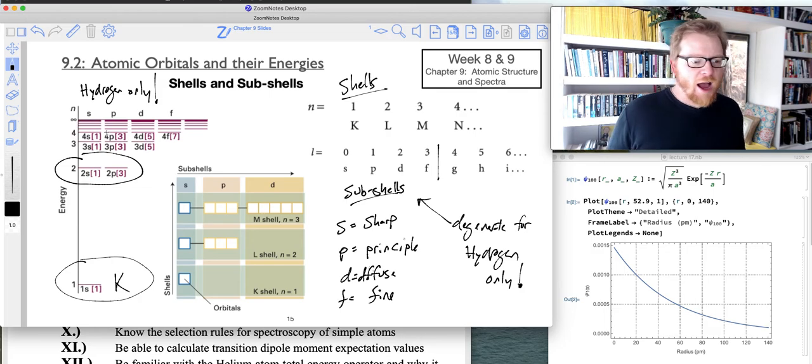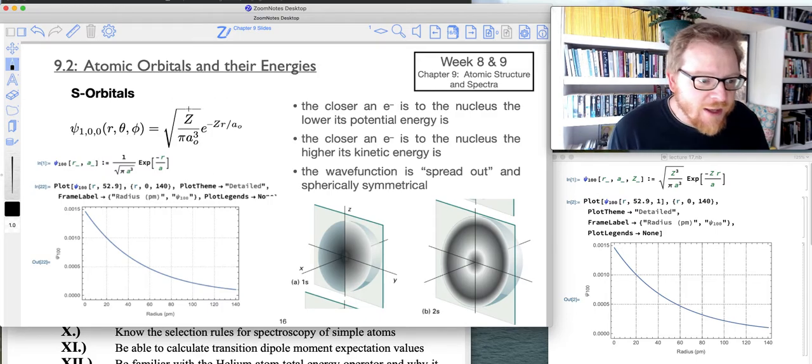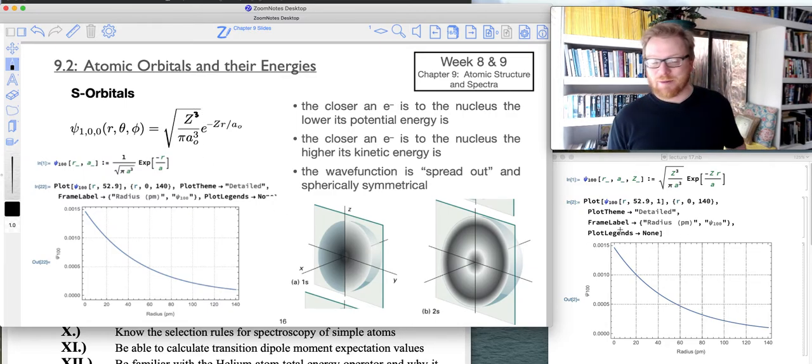Hopefully this is somewhat familiar to you, but we use this KLMN shell nomenclature quite a bit in spectroscopy, so be familiar with it. Okay, we're going to go one by one talking about all of the various orbitals. So s orbitals, psi 1,0,0. I've already demonstrated how we constructed this wave function, and a little tiny mistake there, that should be z cubed. You can see my Mathematica file there next to me. Remember the 1,0,0: n is 1, l is 0, and m_l is 0.